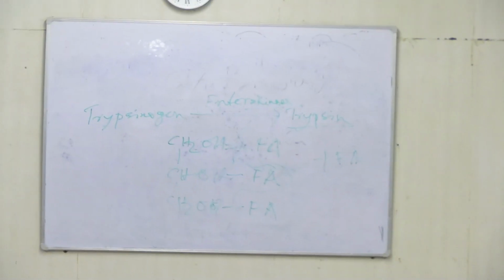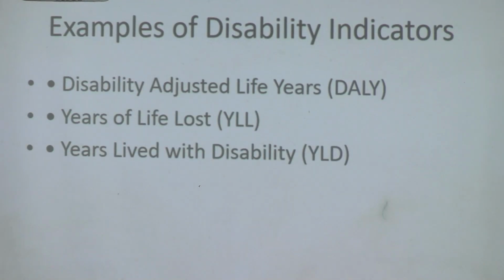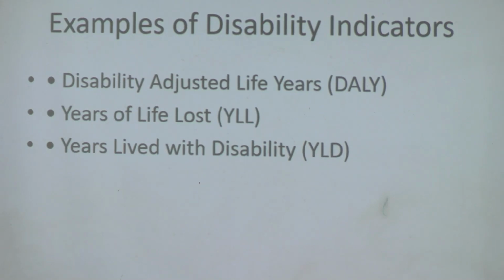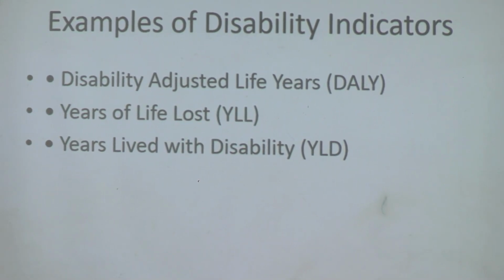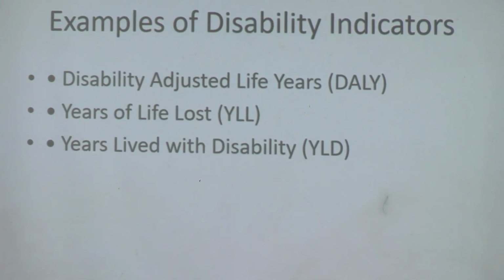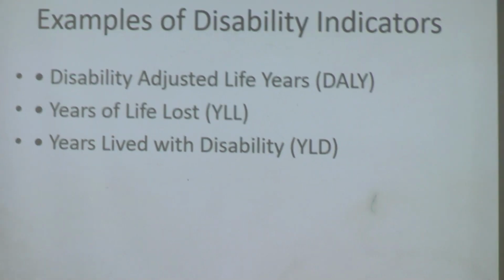And what is prevalence? So the prevalence of a disease is the total number of cases. So what is DALY? Disability adjusted life years. Anybody? So DALY means, please everybody write down. DALY means years of life lost plus years lived with disability. DALY is equal to YLL plus YLD.